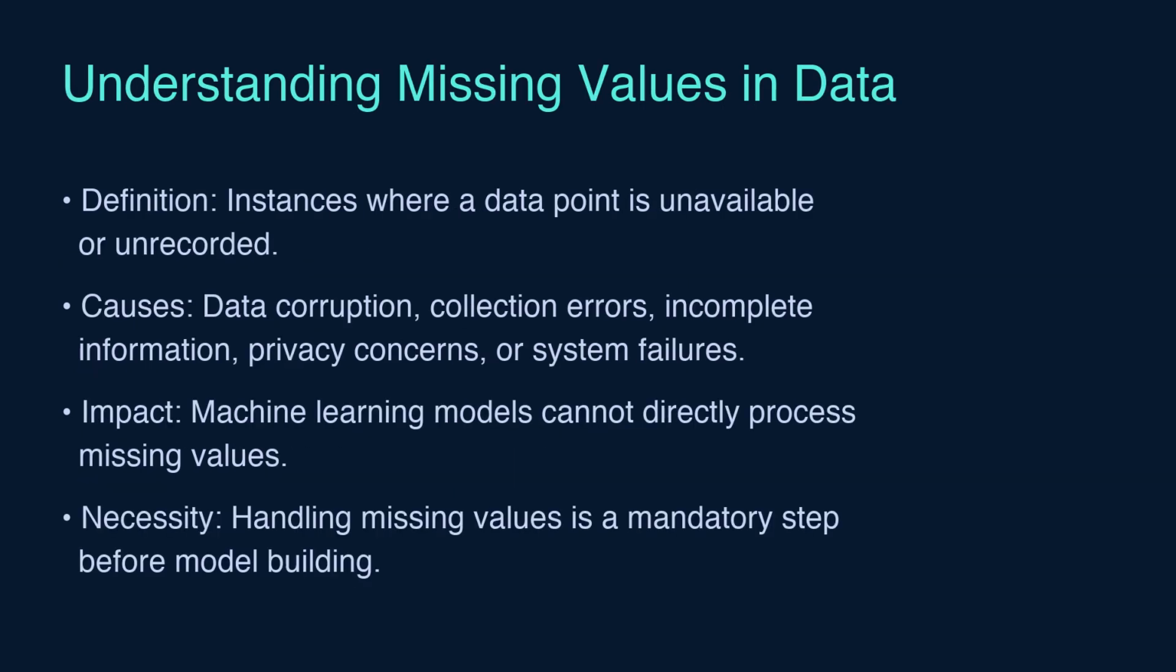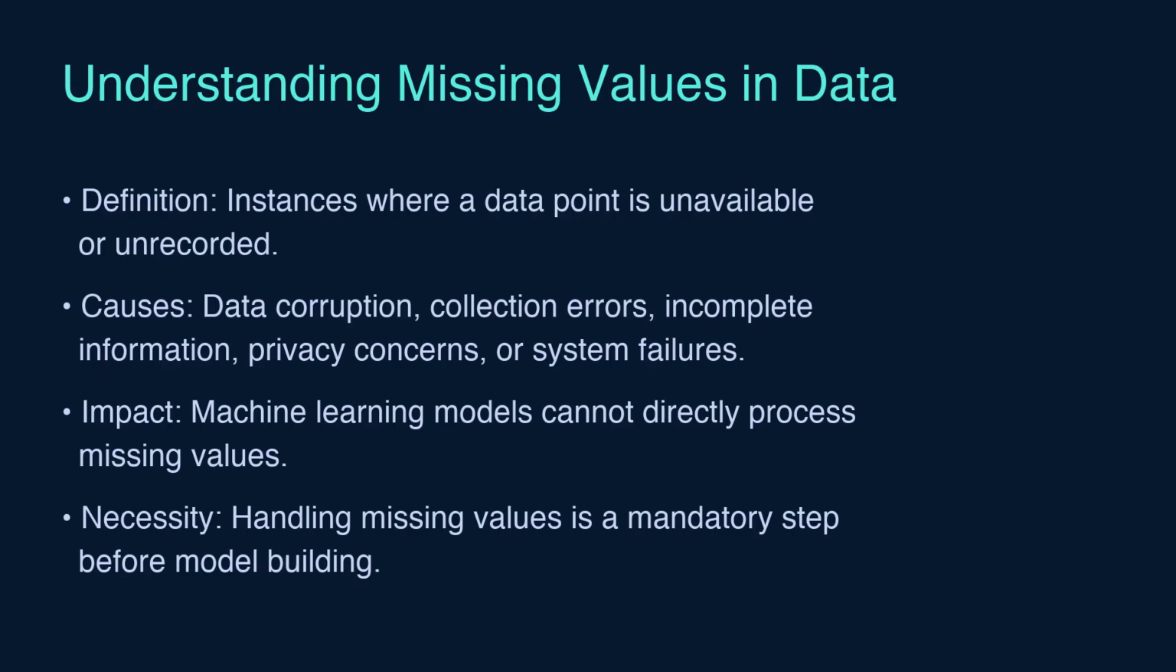Now, let's address one of the most common challenges in real-world datasets: missing values. What exactly are they? Simply put, a missing value is an instance where a particular piece of information is absent or unrecorded for a given observation. These gaps can arise for a multitude of reasons. Perhaps the data was corrupted during transfer, there were errors during data collection, certain information was not available at the time of recording, or even due to privacy regulations.